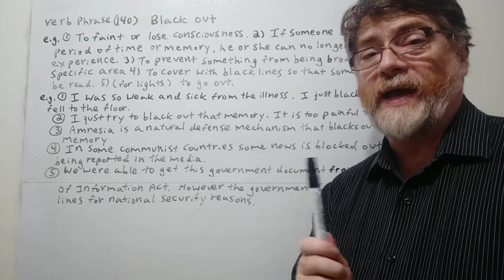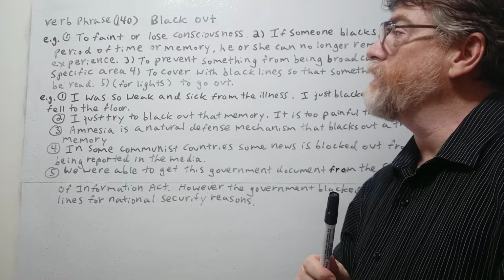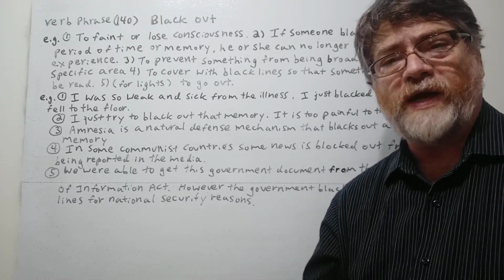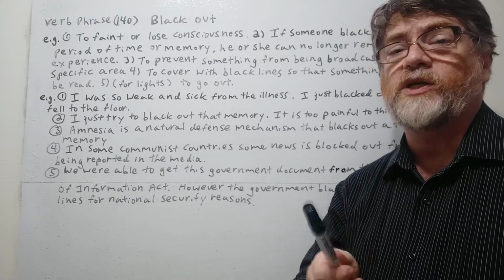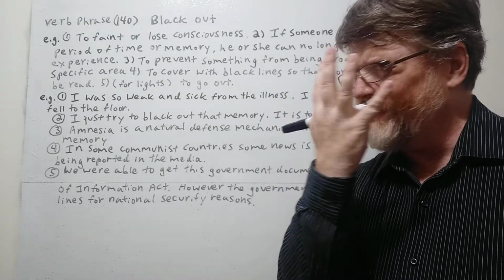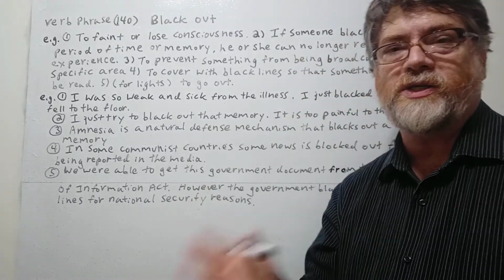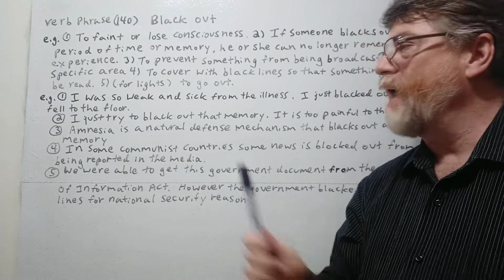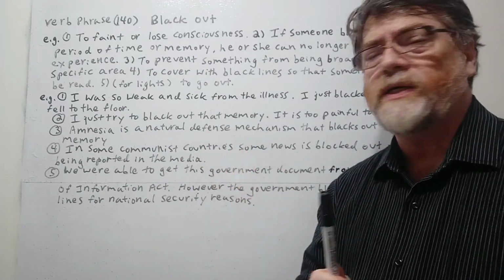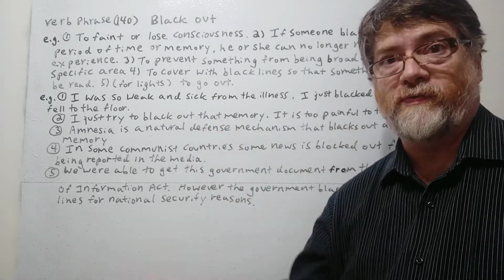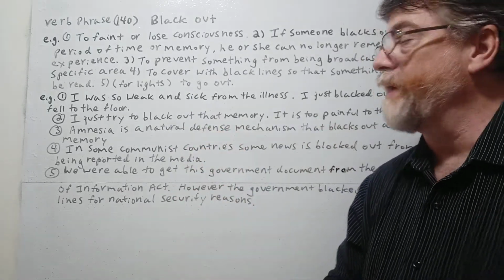First meaning of blackout, which is maybe the most common one, means to faint or lose consciousness. So if you faint, you fall on the floor, we could say that somebody just blacked out. You can almost imagine, it's like your eyes see black, you're out, you're unconscious, so you don't know what's going on. So let's look at the first example. I was so weak and sick from illness, I just blacked out and fell to the floor. So that's perfect for the first example.